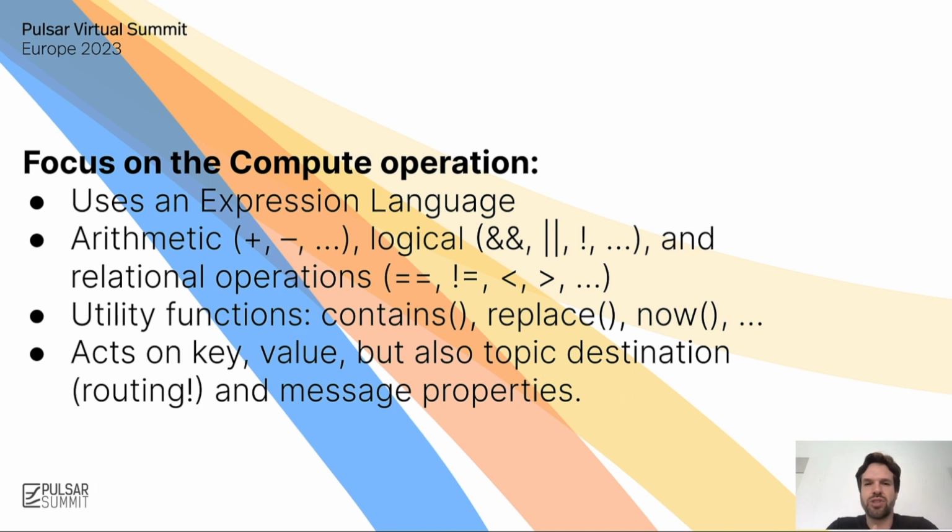It uses an expression language. So if you're familiar with JSTL, it's quite similar. And we have implemented a few operations such as plus, minus, and, or, equals, not equals, and also utility functions, mostly on strings. So you can replace a string with a regex. You can compare a date field to now, etc.